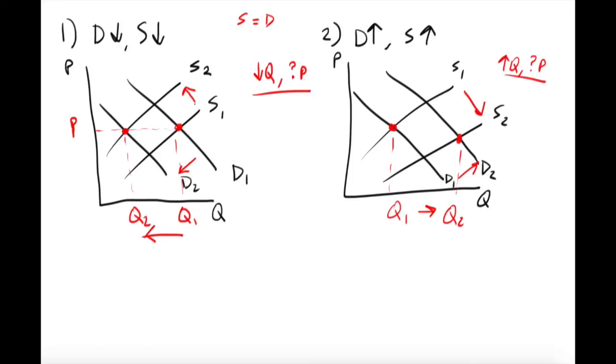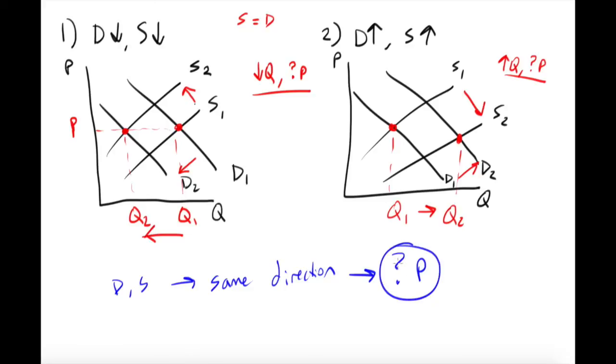And so what's the key takeaway here? Well, the key takeaway is this. In the situation in which demand and supply are moving in the same direction, we have a very ambiguous influence on price, whereas the quantity is a definite change. When demand and supply move in the same direction as one another, there's an ambiguous change in the price. And so that's the key takeaway in these first two examples.